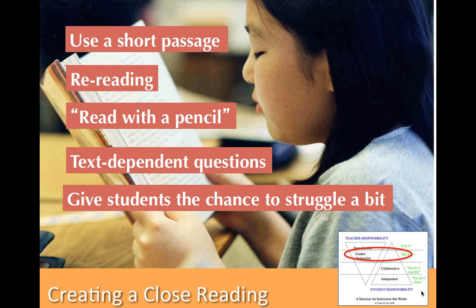In a close reading, we use a short passage. How short? You know, a couple paragraphs to a couple pages. Students reread the text multiple times, each time with a different purpose, a different question. They interact with the text by reading with a pencil that might be writing on the text. That could be sticky notes. We're seeing teachers now use wiki sticks to underline and box in key terms. Students think about and respond to text-dependent questions. And the text should be complex enough that the students actually have to struggle with it.